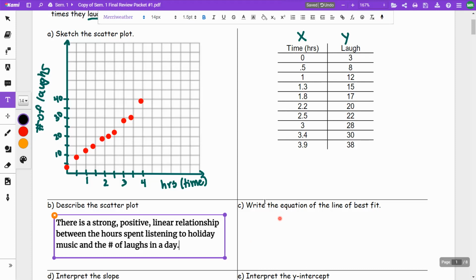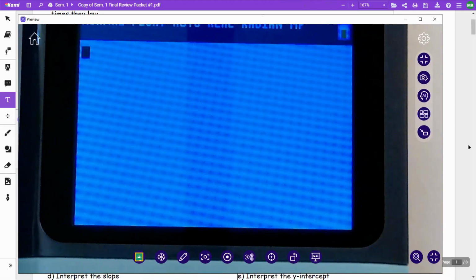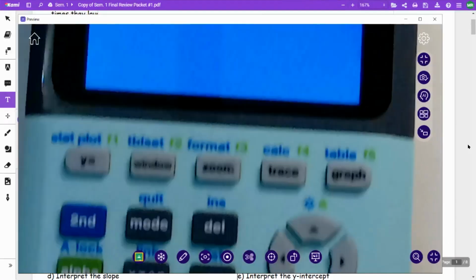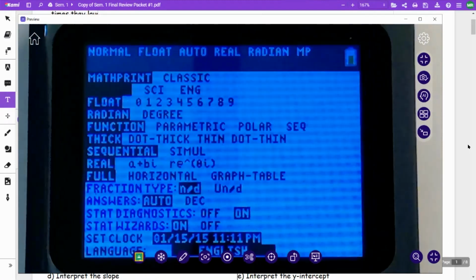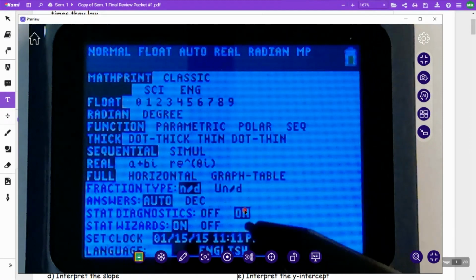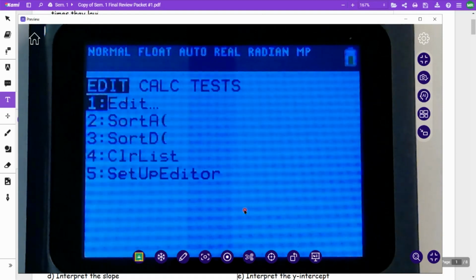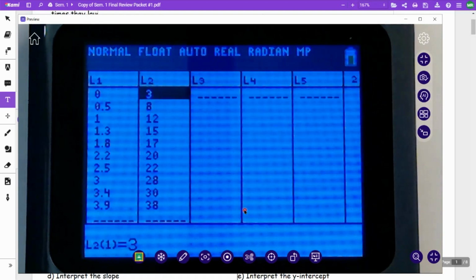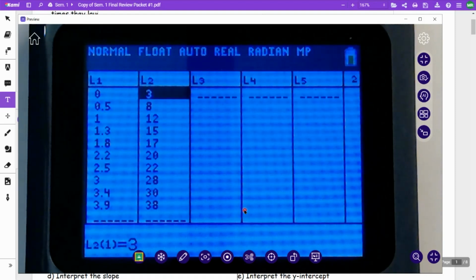So to write the equation of the line of best fit, we're going to have to put the data into our calculator. So first thing I'm going to want to do is on my calculator, I'm going to press the mode button because I want to make sure that my stat diagnostic is turned on. And so my stat diagnostic is on right here. Okay, you can see it right here. That's the stat diagnostics. You want to turn that on if it's not on. Then I'm going to hit stat, edit, and I put the data for X in L1, and I put the data for Y in L2.